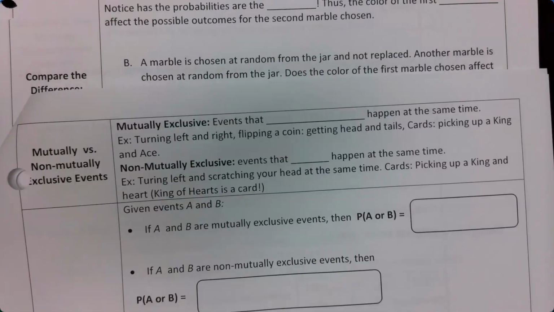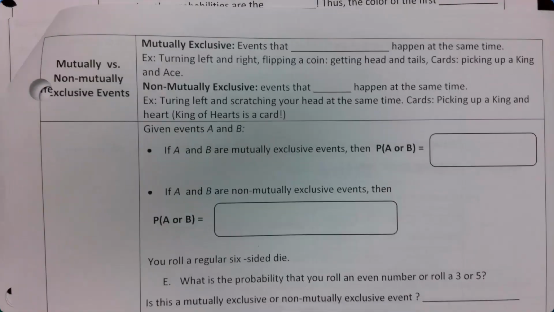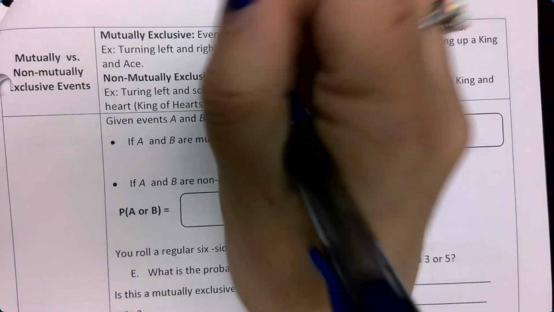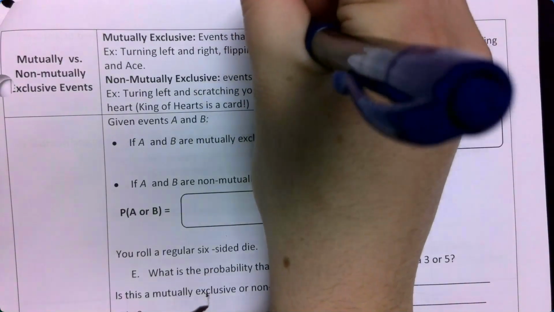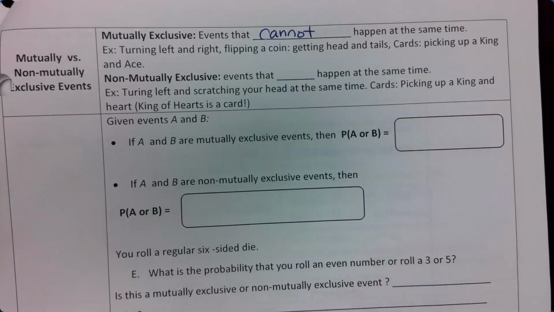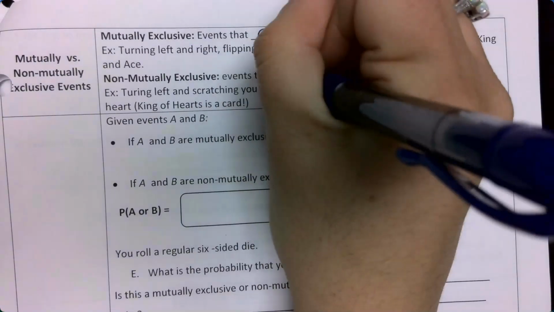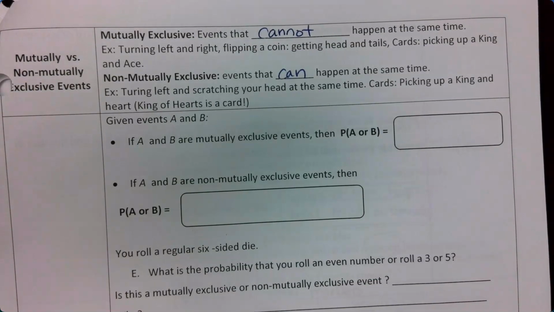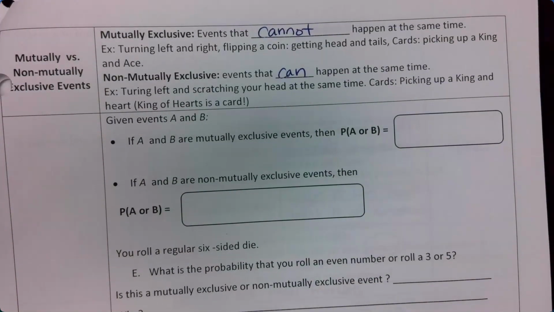So the next thing we have is mutually exclusive and not mutually exclusive. Mutually exclusive are events that cannot happen at the same time. I have examples. I can't turn left and right at the same time. I can't flip a coin and get heads and tails. I can't pick up a king and an ace if I'm looking at cards. Non-mutually exclusive events are events that can happen at the same time. So I can turn left and scratch my head. I can pick up a king and a heart. It would be the king of hearts if I did that.